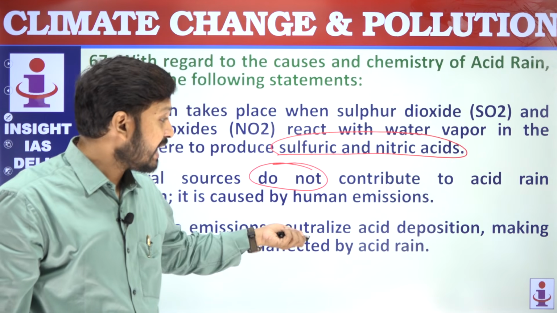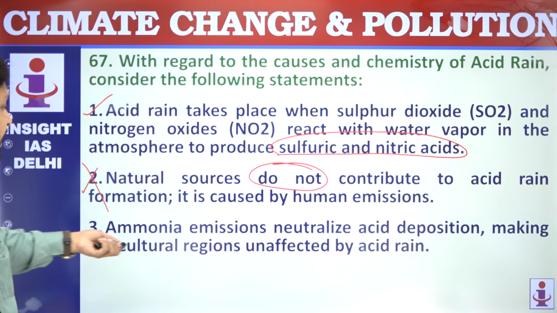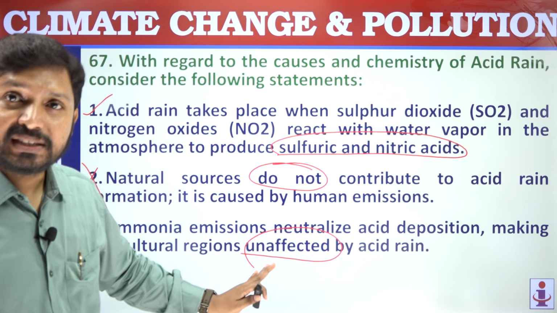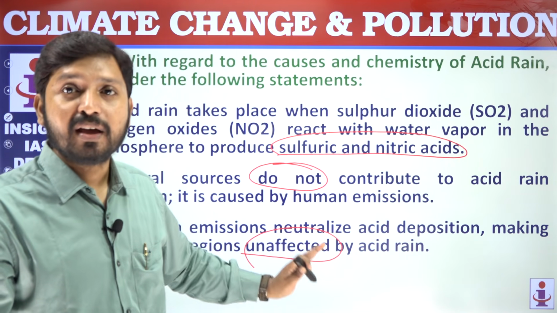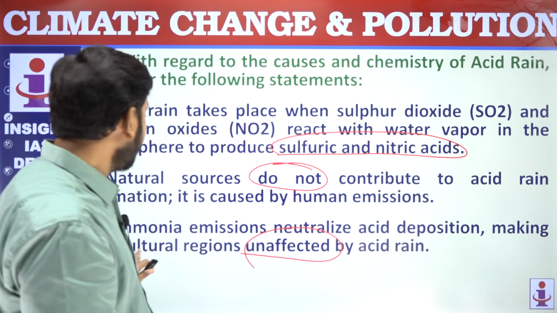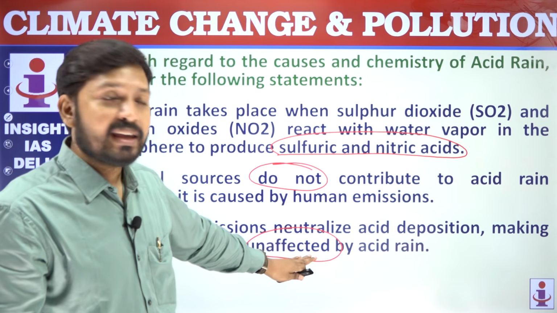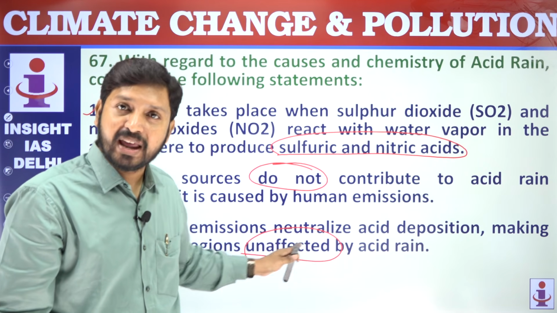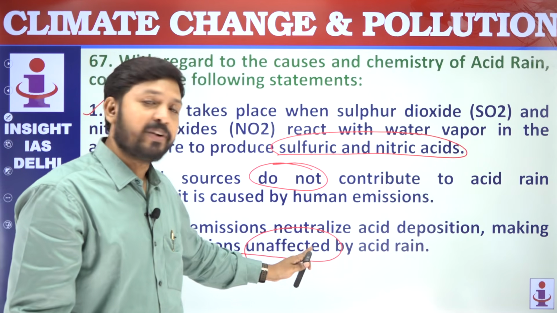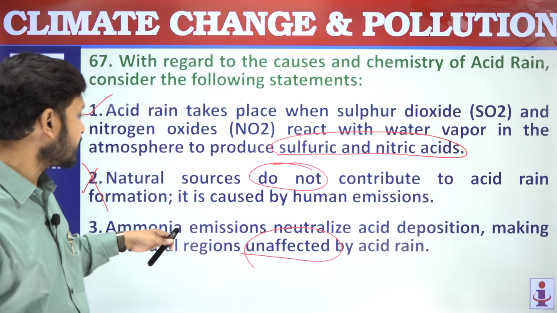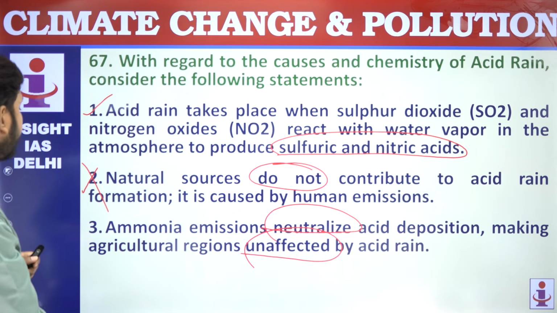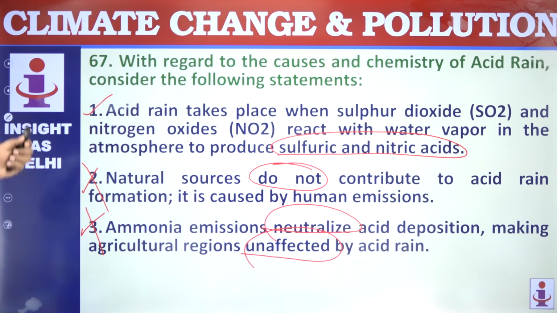Ammonia emissions neutralize acid depositions, making agriculture regions unaffected. They won't completely neutralize; partially they will neutralize, but it does not mean agriculture regions are unaffected. No, agriculture regions will have an impact, because it can only partially neutralize but not completely, so some negative impact will be there. So this is also a wrong statement. So 1 is correct and 2 and 3 are wrong.